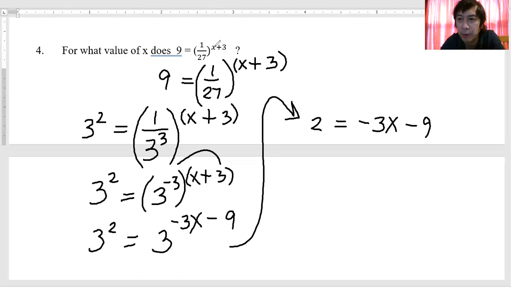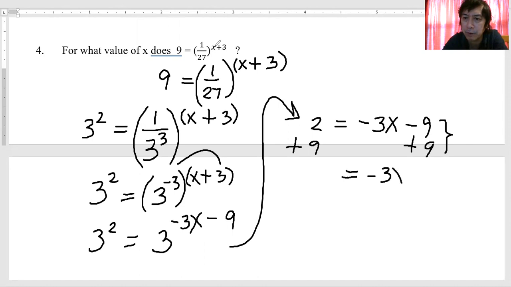Okay, we can remove that minus 9 by way of addition. So we add 9 here, and we add 9 here. All right, and you see this will zero out, and we will just have the right side negative 3x. And of course, the left side is 9 plus 2, which is 11. There. And so next step is divide.